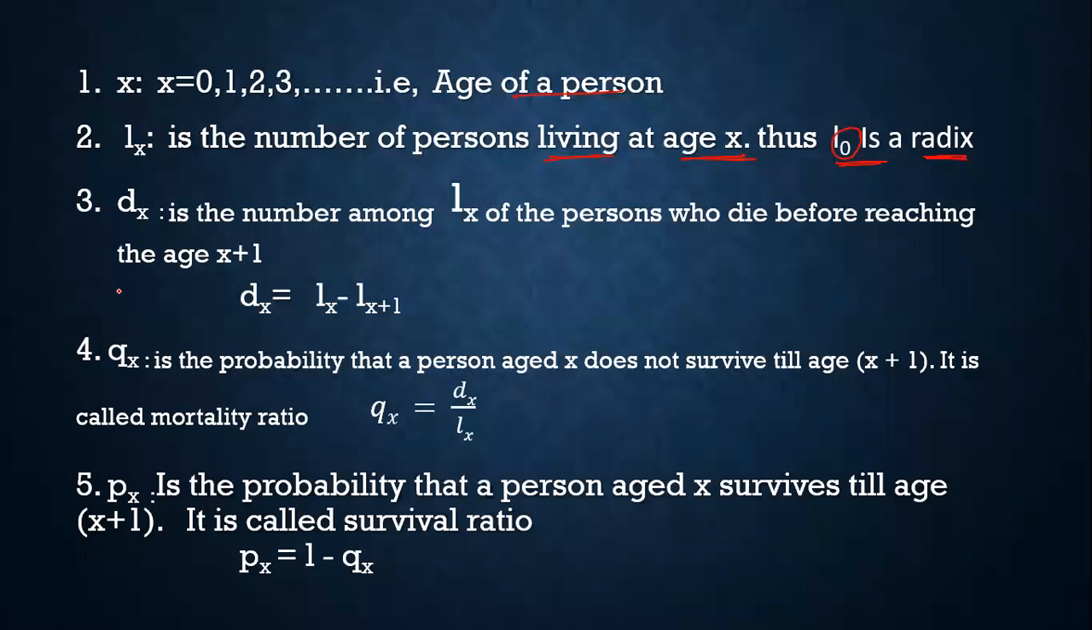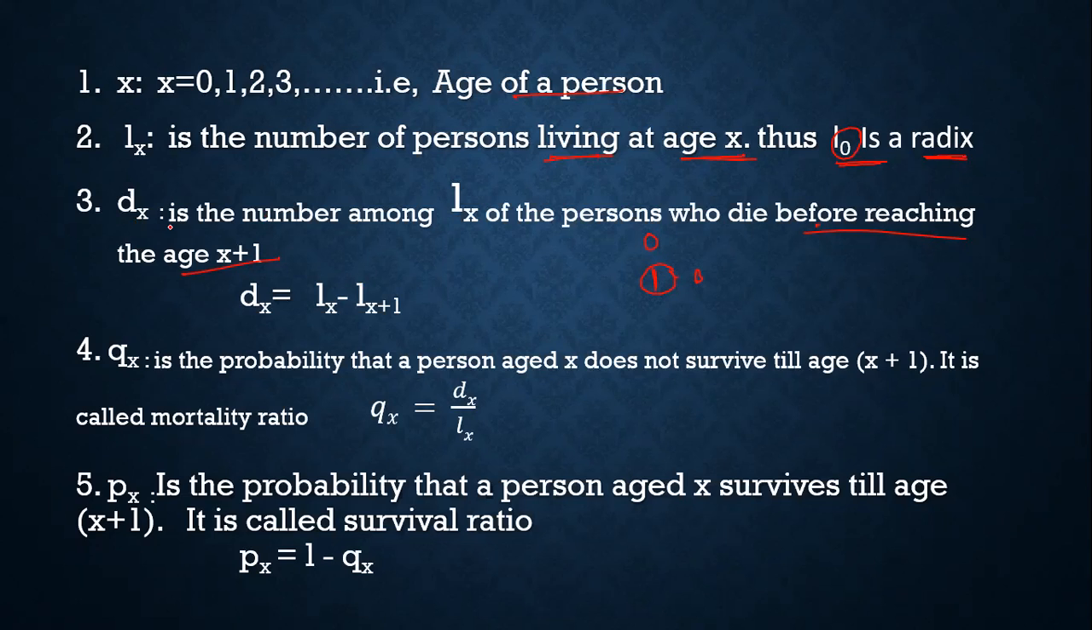Okay, third one, DX. It is the number among LX of persons who died before reaching the age X plus 1. Here we will consider from the 0th year. If we consider from the 0th year, before he could reach the age 1, his first birthday, he would die. He may die before that, and we have to calculate that here.